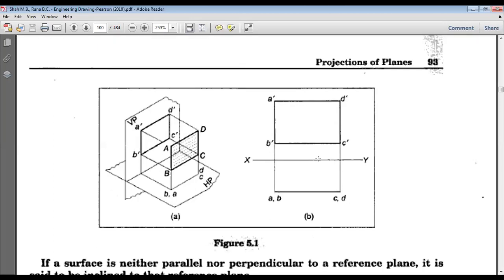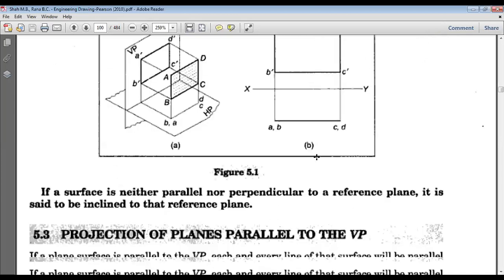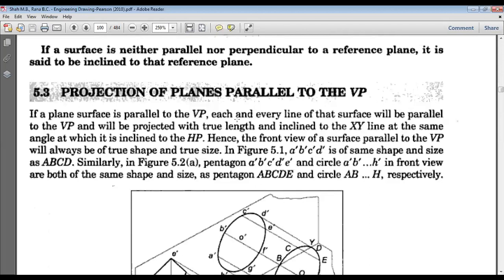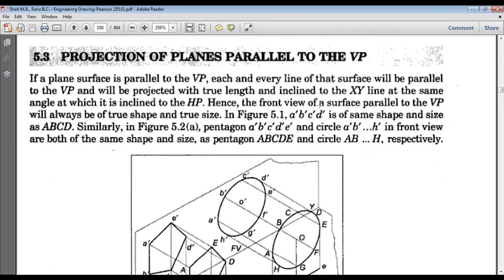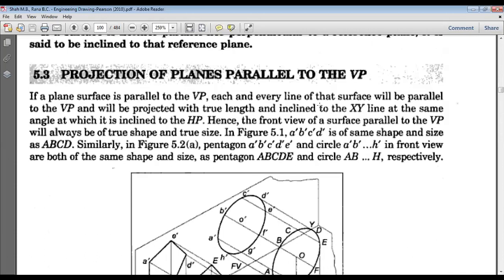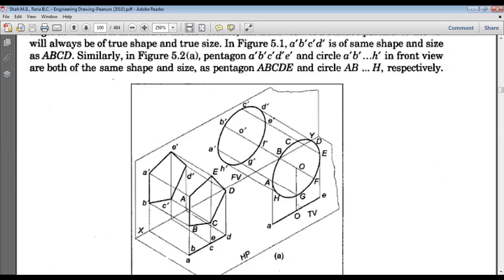Okay, now let us next move to another figure. When we talk about projection of planes that is parallel to the VP, parallel to the VP means what? The figure is looking parallel to the VP, and obviously this particular figure will be perpendicular to the horizontal plane. When any figure is parallel to the vertical plane, that figure will be perpendicular to the horizontal plane.